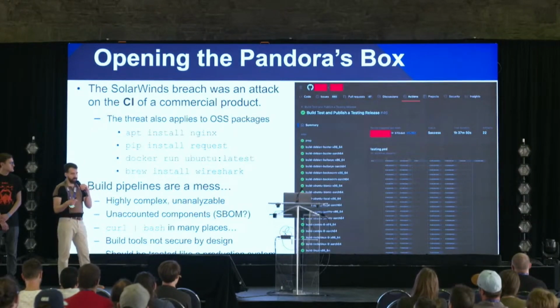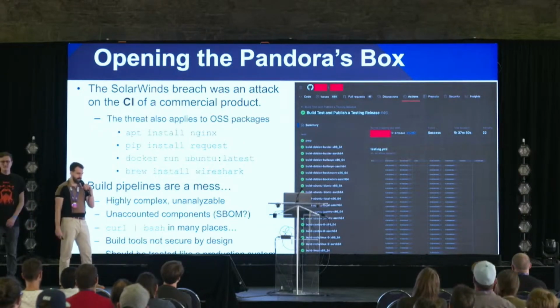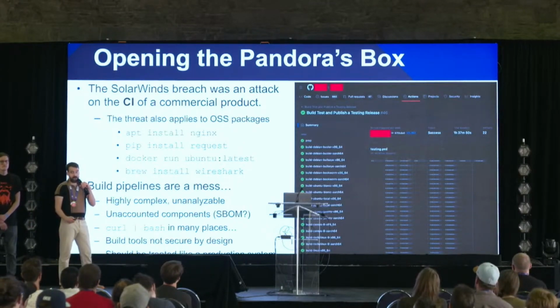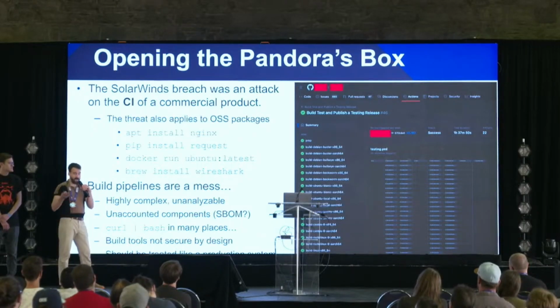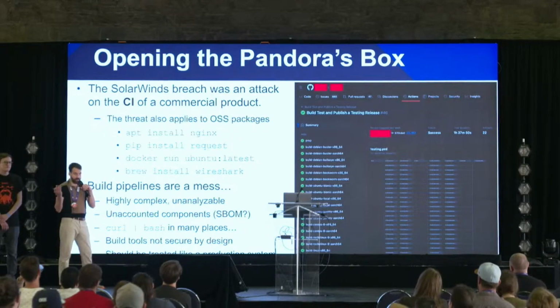So the build pipelines overall today are really quite a mess if you look deeply at it. It's very complex, very hard to analyze the runtime behavior. The inventory of the build time dependencies is just unaccounted for. We have a lack of tools. And you still see a lot of curl pipe bash type of thing, where you just pull some scripts and run them without any kind of cryptographic signature verification.